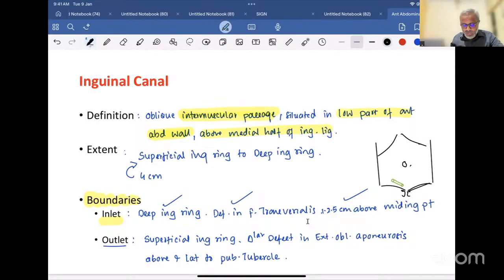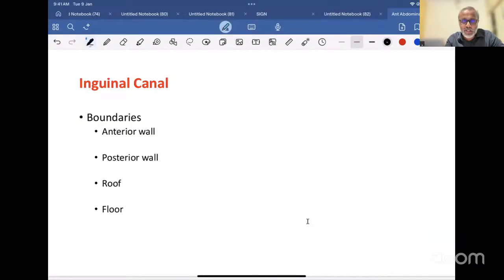Now, once we have written about the inlet and the outlet, the next thing is to write about the rest of the boundaries. The rest of the boundaries are formed by the four walls: an anterior wall, a posterior wall, a roof, and a floor. So what will we write for each of these walls? First, let's start with the anterior wall. Remember, for the anterior wall, you can actually begin with the skin, right?